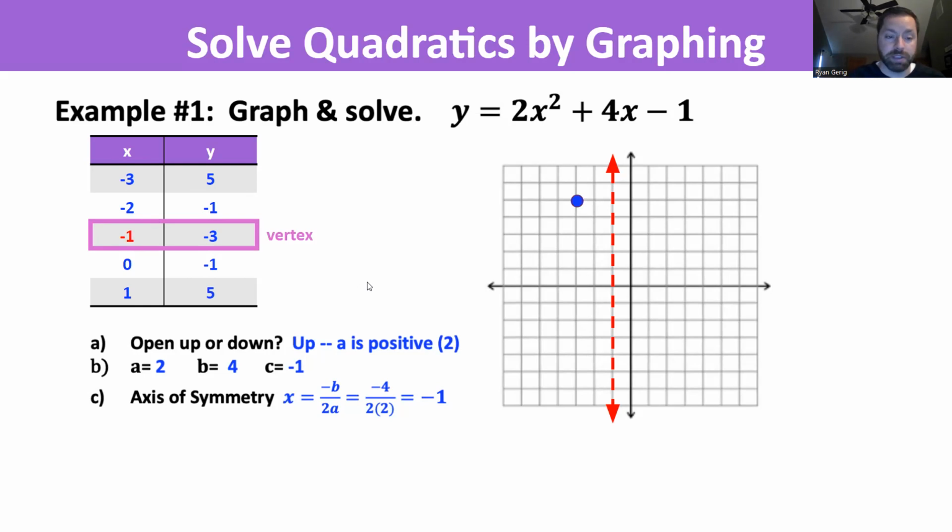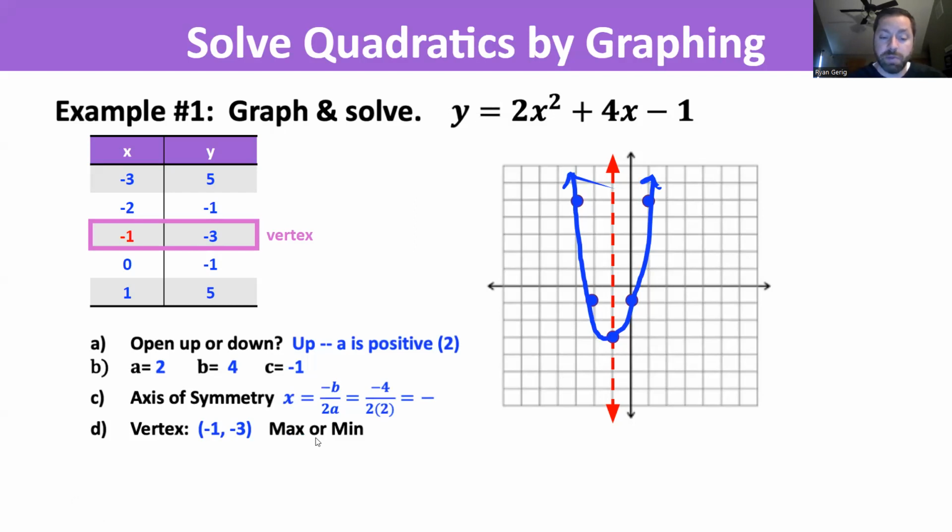Now we're going to plot the points. -3, 5; -2, -1; -1, -3; 0, -1; and 1, 5. And connect those points to make your parabola. Notice the vertex is there at the bottom at -1, -3. Is that vertex a maximum value or a minimum value? It is a minimum value. It's at the bottom of the parabola.